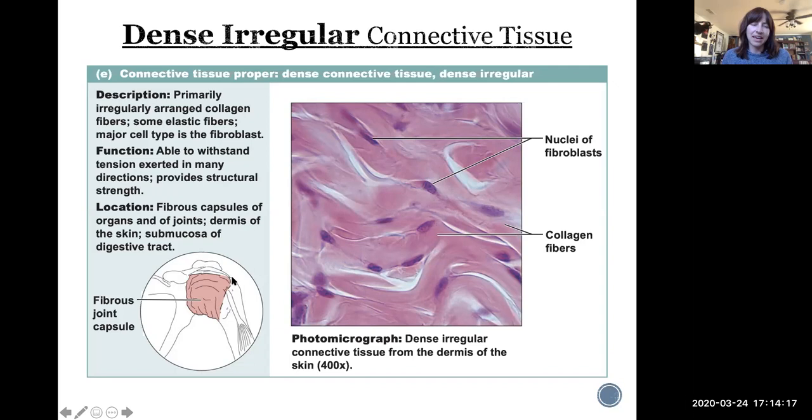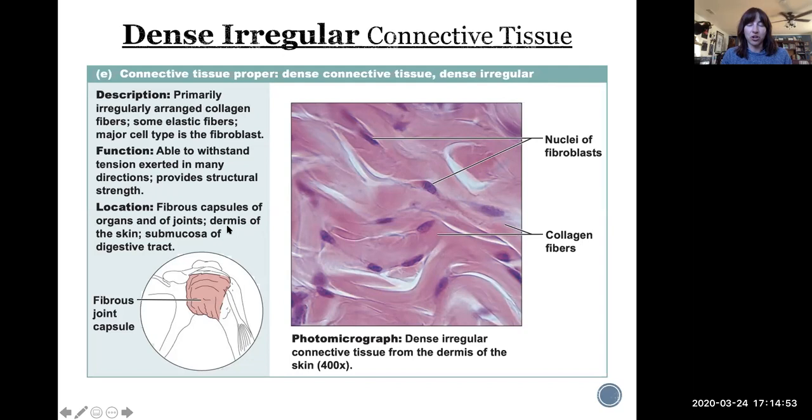So the capsules that all of your joints are inside of is made up of connective tissue. Specifically, it's made up of dense, irregular connective tissue. So every one of the joints, the synovial, the hinge joints, the ball and socket joints of your body, they're inside a sac full of synovial fluid, full of fluid that lubricates the joint. That sac is made out of dense, irregular connective tissue. So it forms the fibrous capsules of joints and some organs.